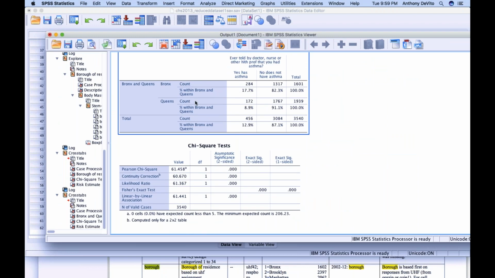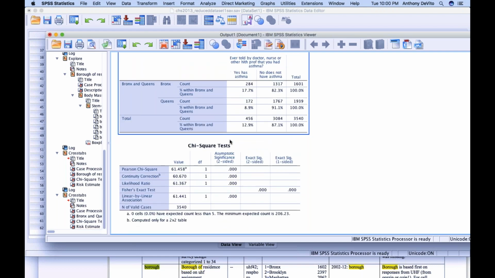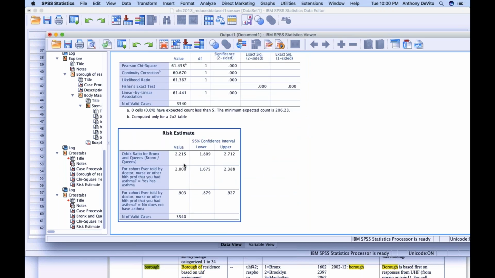And my null hypothesis is that there's no association between whether you're in the Bronx or Queens and whether or not you have asthma. Or my alternative, there is an association. Our chi-square comes out very high, so there's a small p-value, 0.000, so we can reject our null hypothesis. Well, how about a risk or an odds ratio? Well, look, it looks like it's going to be about 2 to 1 or something like that, right? And indeed, the odds ratio is 2.215, right? And 1 is excluded from the 95% confidence interval for the odds ratio, so we can reject the null hypothesis that the odds ratio is equal to 1, or that there's no difference for the 2 boroughs.